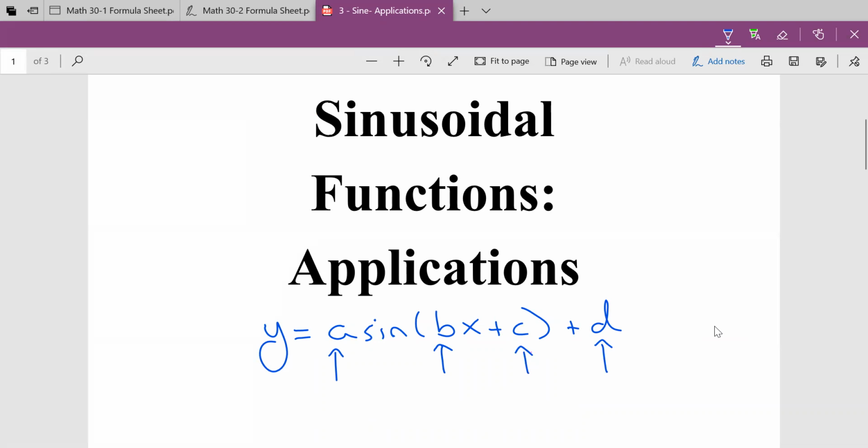Now, thinking of these values, when we're talking about a context, we always want to be thinking back to the question. Okay, so I'll show you what I mean here.